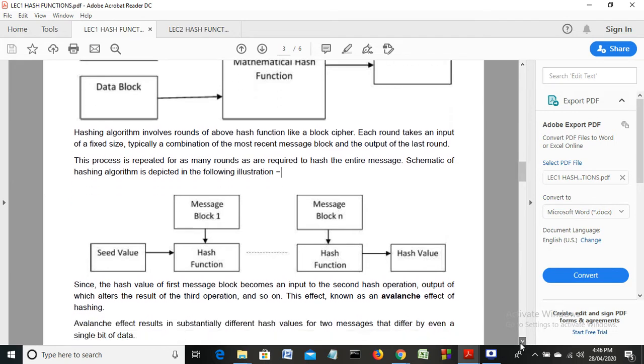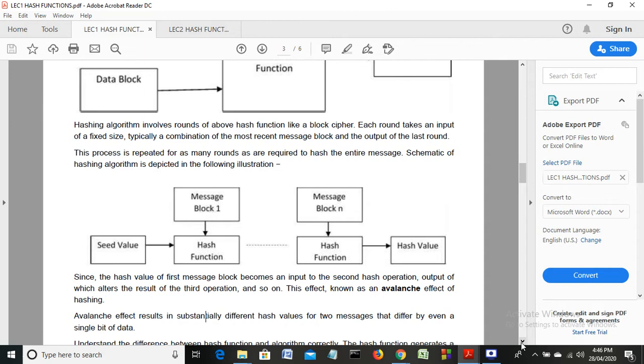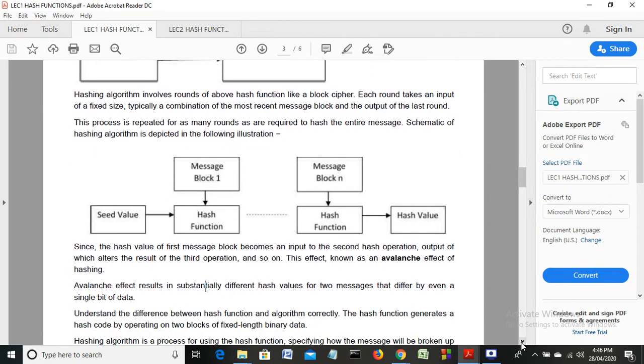Since the hash value of the first message becomes input to the second, the output of which alters the result of the third, this is known as the avalanche effect of hashing. It means the output of the first is the input to the second hashing, and so on.